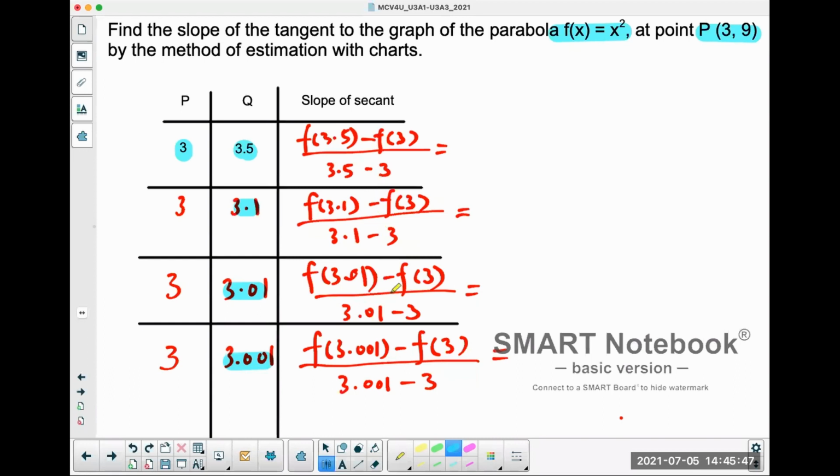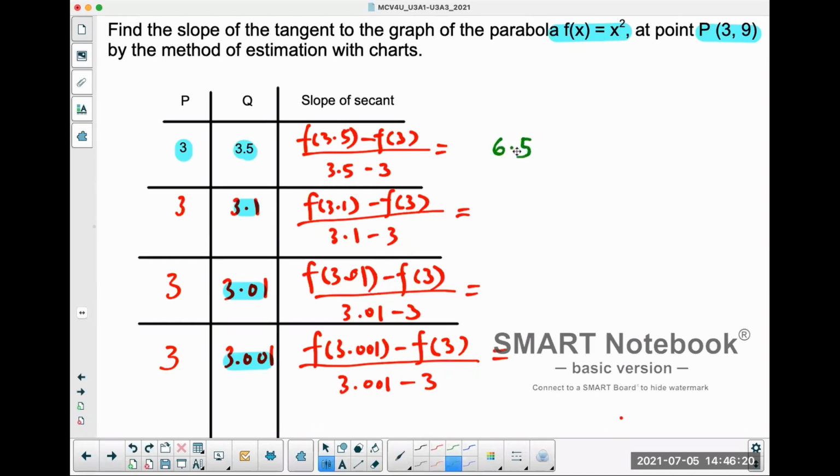and see what happens to the slope of the secant. If you have a calculator, you can take your calculator and do it with me, so that it's not just me writing it. You want to convince yourself that this is actually what's happening. So the function is x squared. So 3.5 squared minus 3 squared would be in the numerator. And the denominator will be 3.5 minus 3, and you're going to get 6.5. So this first slope of the secant is 6.5.